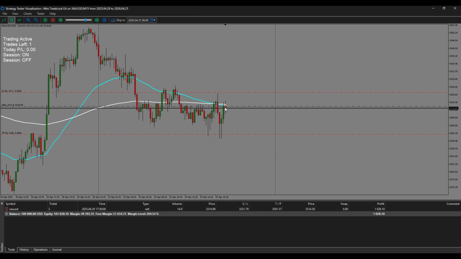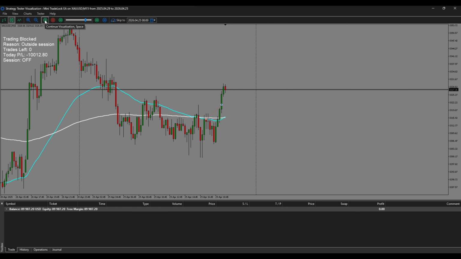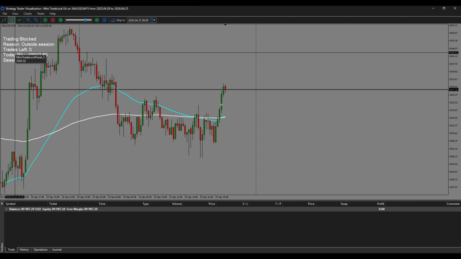So you can see now we have entered a trade. Trades left has gone down to 1 because we only have 1 trade left. Let's see what happens. So this was a loss, but now we have gone past 8 PM, so trading has been blocked again because we're outside of the session, and we have 0 trades left.